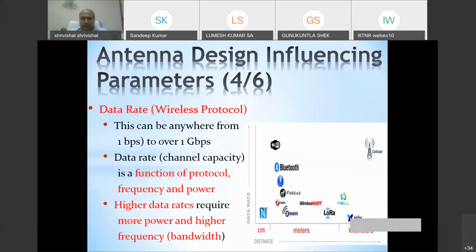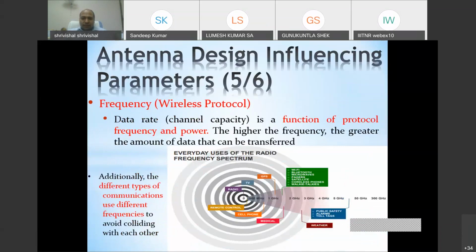So it depends on the data rate, based on the speed. Am I looking for 1 bps transmission, or for 1 Gbps transmission? I'm looking for higher data rates, so I'm looking at a higher frequency, and I'm looking for high power. So based on the application, protocols and other things, I need to take note.